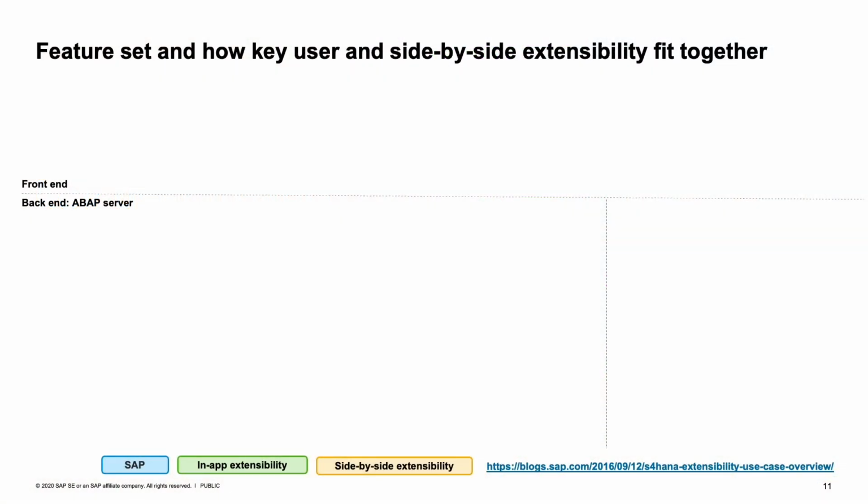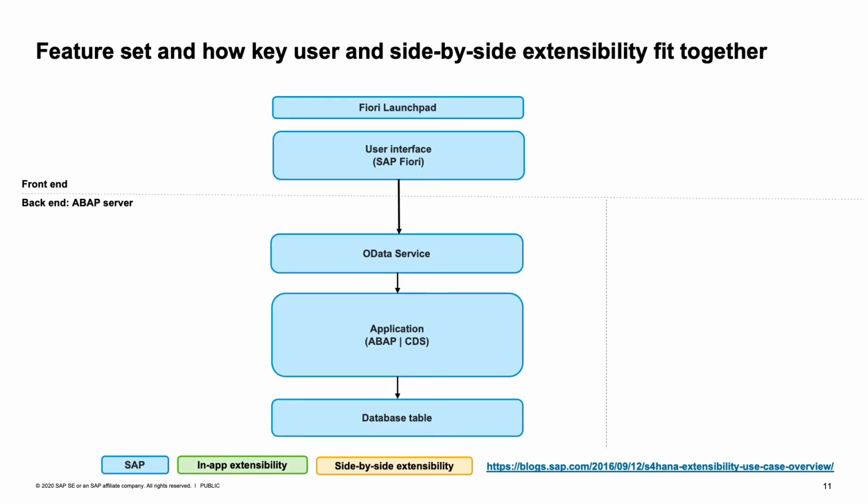extensibility. Let's first have a look at the color coding of the boxes you see right here. Blue boxes mean standard objects delivered by SAP. So here, an example of a Fiori application. You have database tables on the very bottom. You have ABAP coding and CDS views on top of these database tables. You have data services on top of this logic. Then you have the user interface, the UI consuming the data services, and then finally the launchpad where the UI becomes a tile. So that is delivered by SAP.